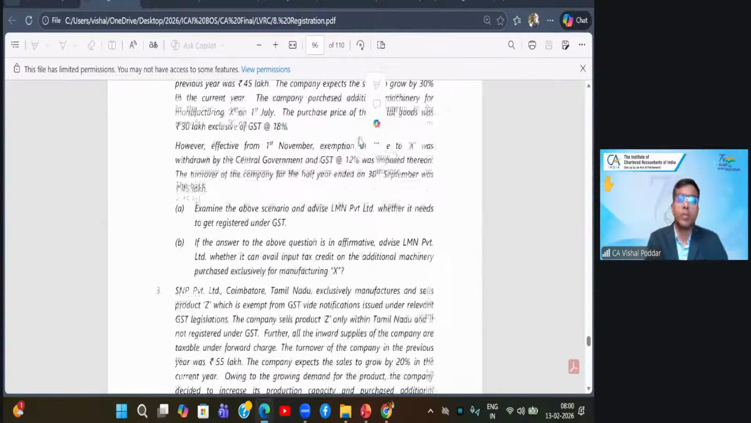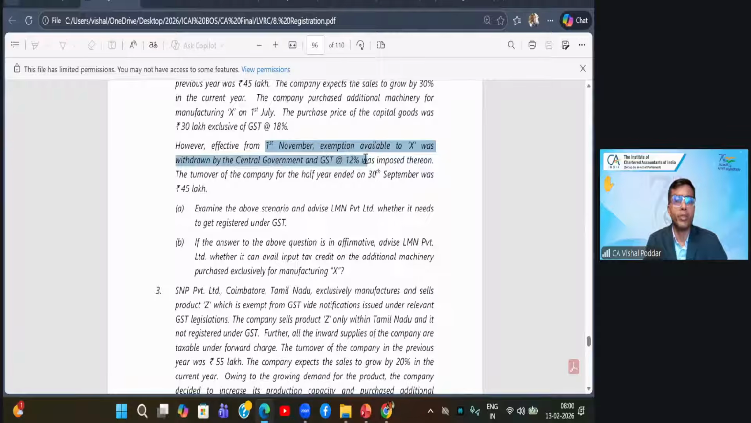Now, the difference happens from 1st November. From 1st November, the goods X have become taxable. Some rate has been imposed. Now you have to check whether you are required to register. So what will be your answer? Whether now you are required to take registration post 1st November?